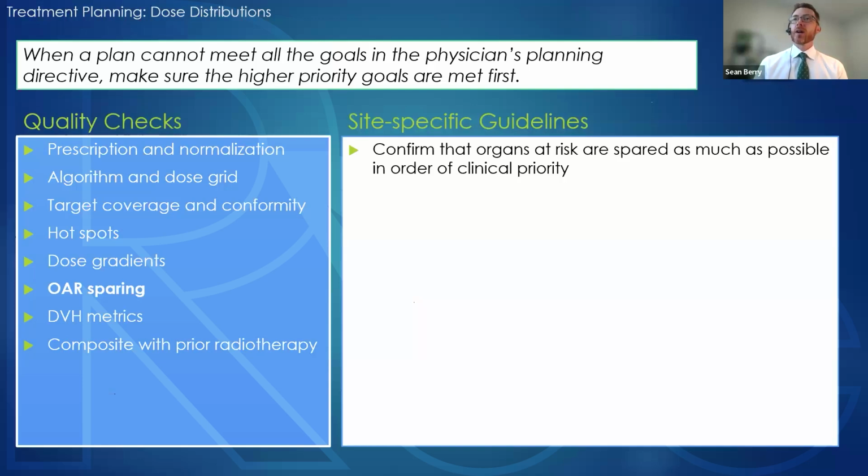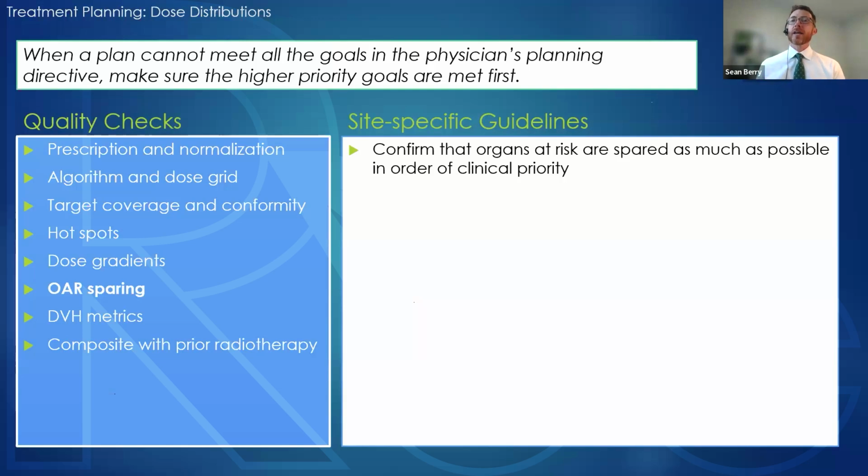Again, you want to look at the organs at risk and make sure they're spared as much as possible in the order of clinical priority. So in other words, if your parotids are more important than your submandibular glands, hopefully they're pushing the parotids lower before they push the submandibular glands lower, right?